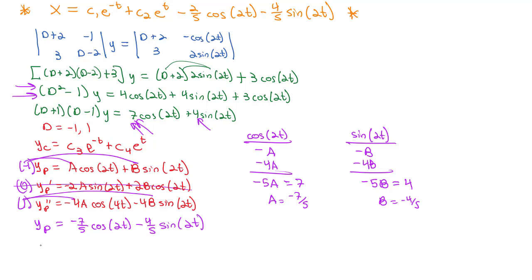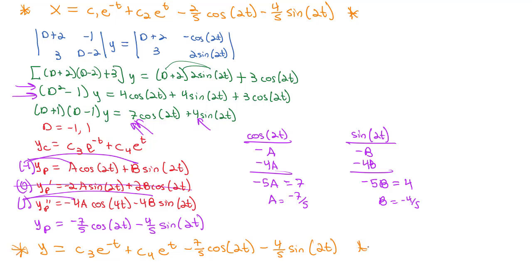And then y itself must be equal to y complement plus y particular. Y is equal to c3 e to the negative t plus c4 e to the t minus 7/5 cosine of 2t minus 4/5 sine of 2t.